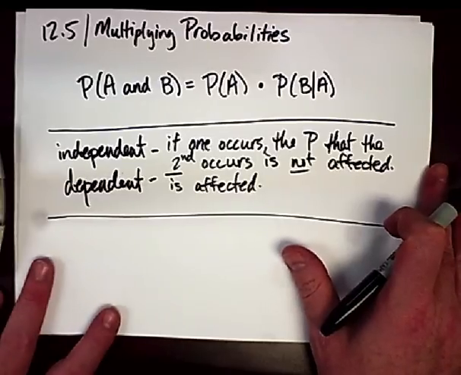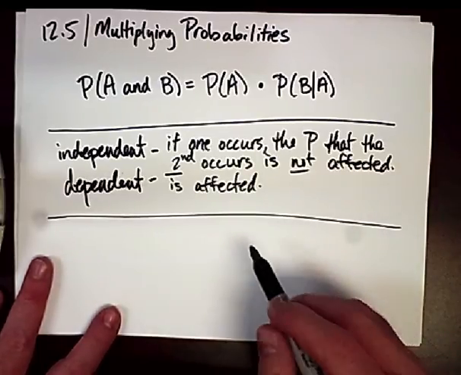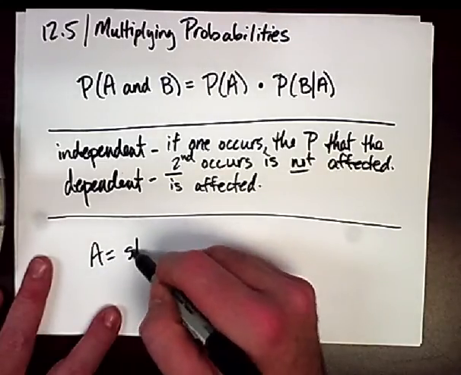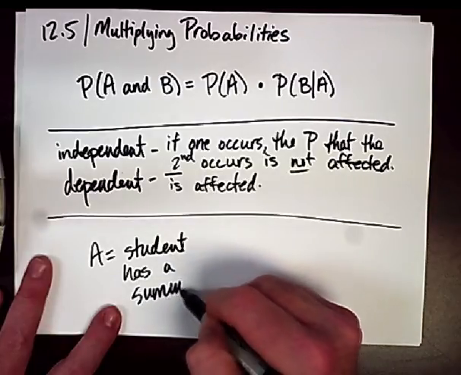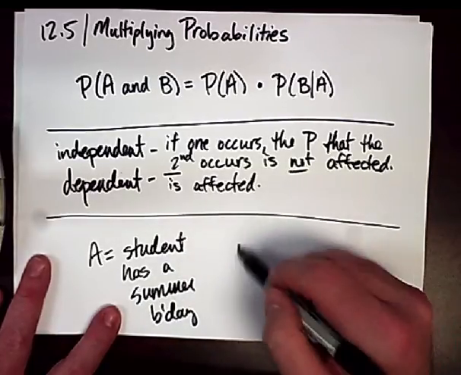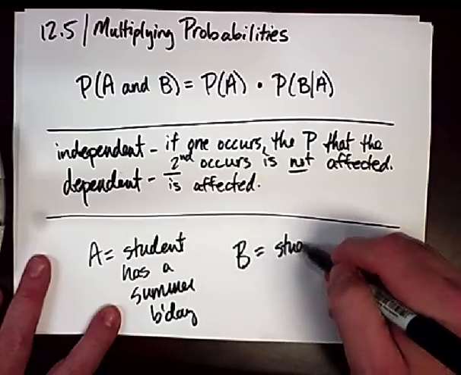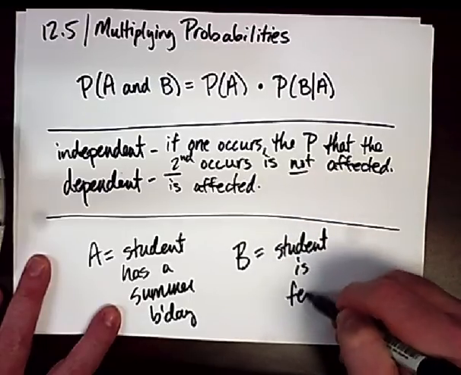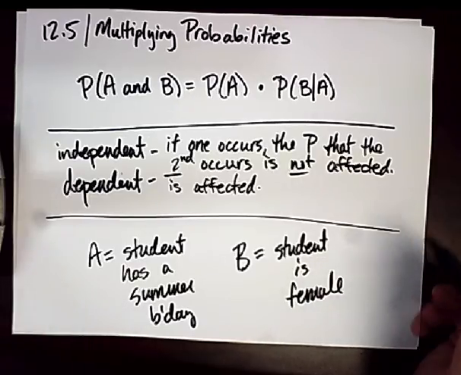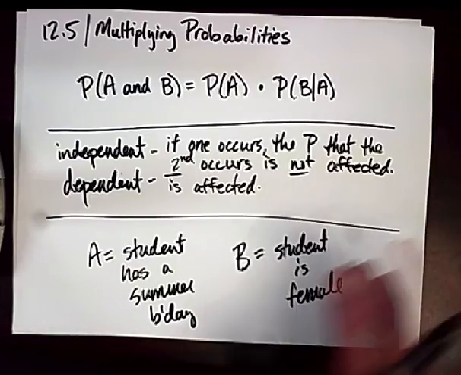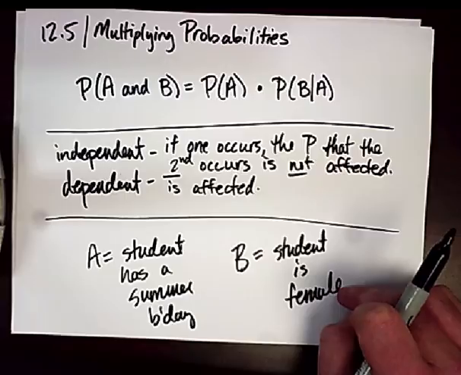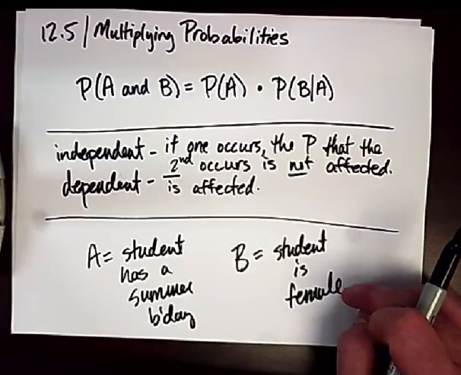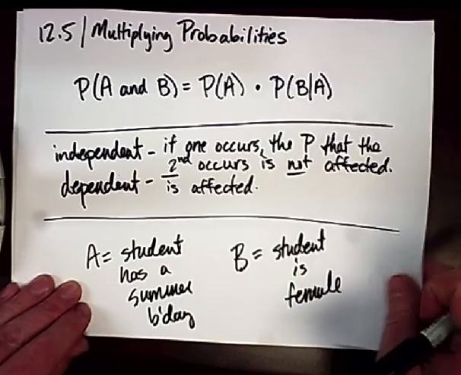Let's say that I'm selecting a student at random, and A is the student has a summer birthday, and B is student is female. Well, those would be independent events. Whether or not the student has a summer birthday has no effect on whether or not the student is female. Okay? But let me give you two that are dependent. So these would be independent.